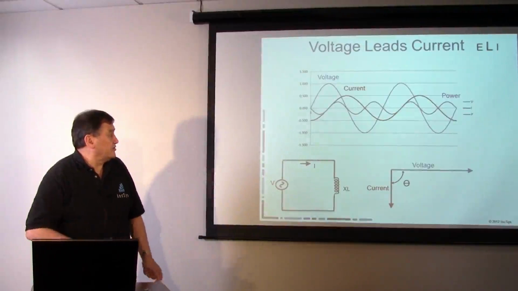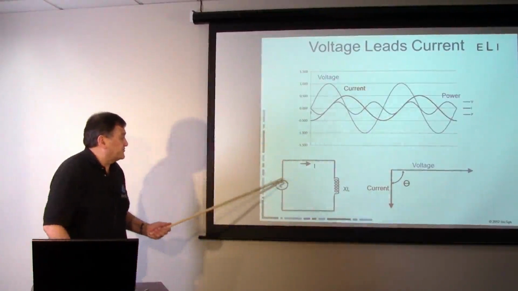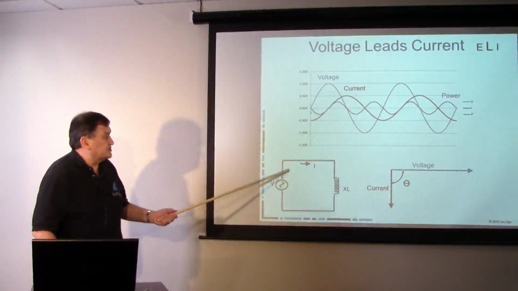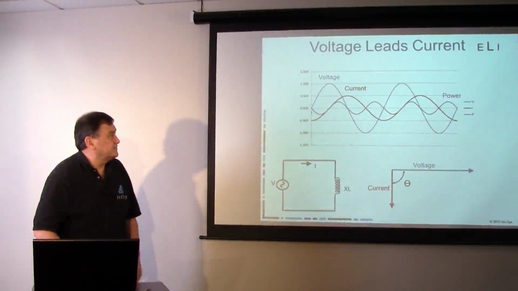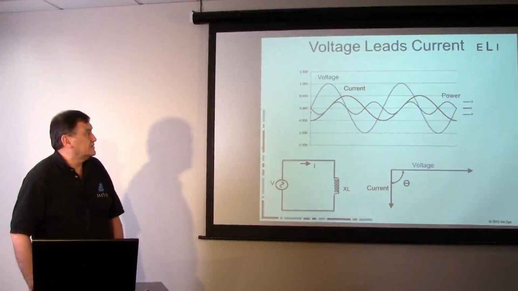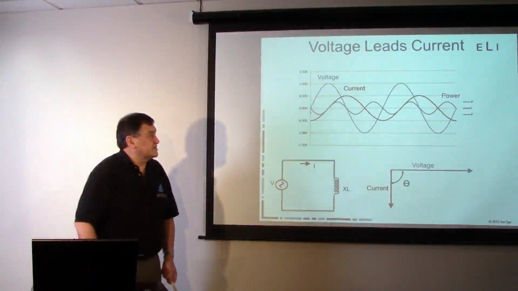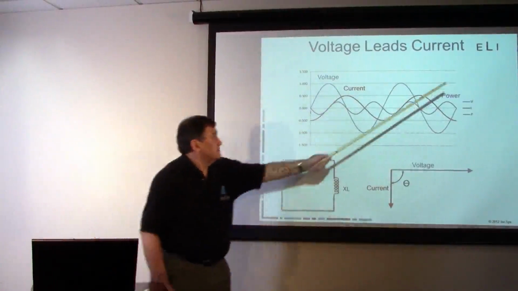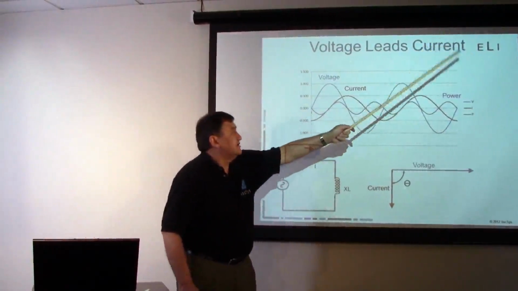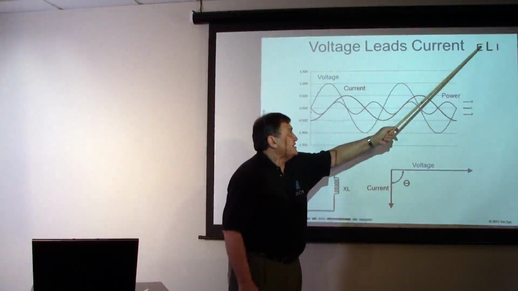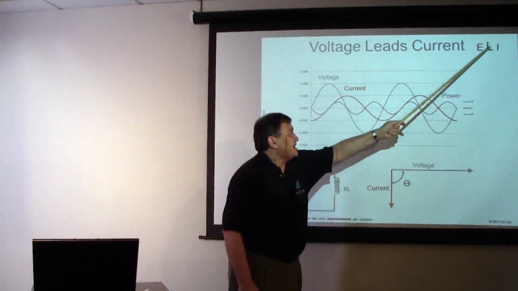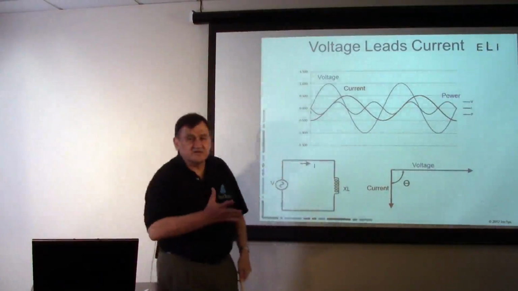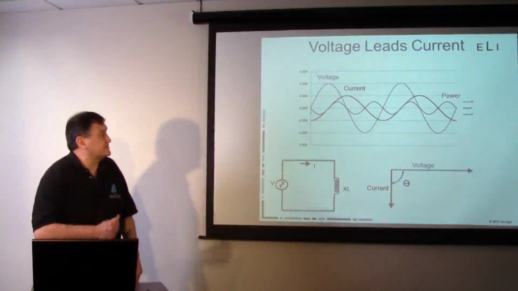Now, when we go to the situation where we have an AC voltage source going through an inductor, here's the waveform. We have a simple acronym. We say E, for the voltage, is leading the current when we have a reactive source. L is our symbol for a reactance.